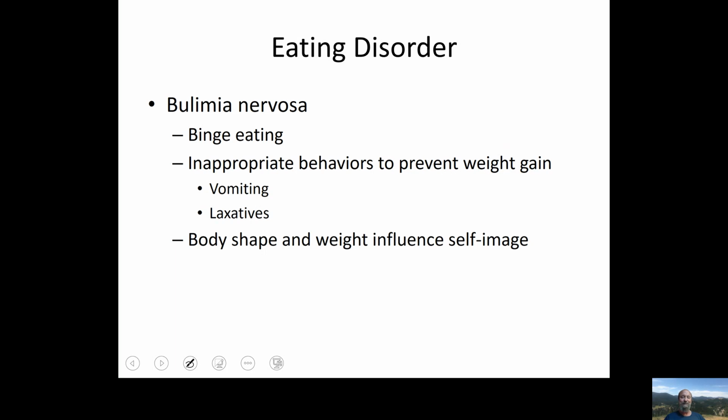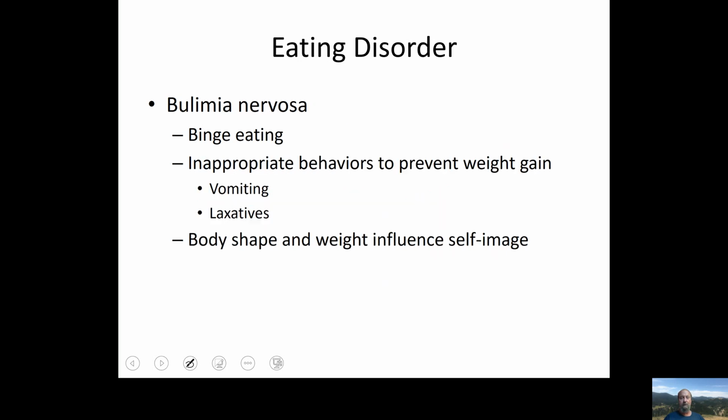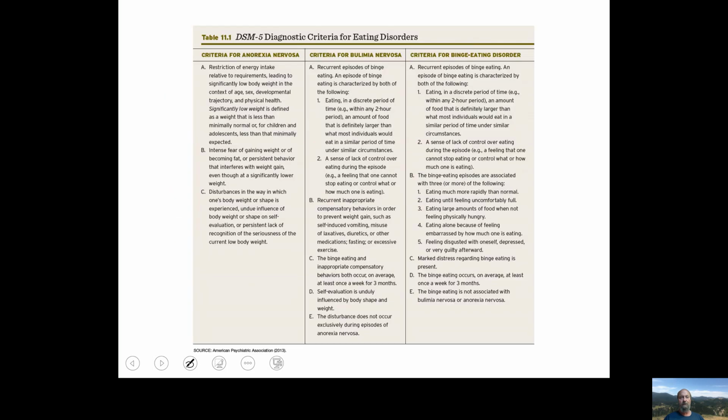Sorry, but that's embodied cognition for purging. That's what it is, actually, embodied cognition. Remember? So they don't purge, but they feel guilt and embarrassment. This is more common in males than females, as opposed to these two, which are more common in females. And here's the DSM-5 criteria for all that.